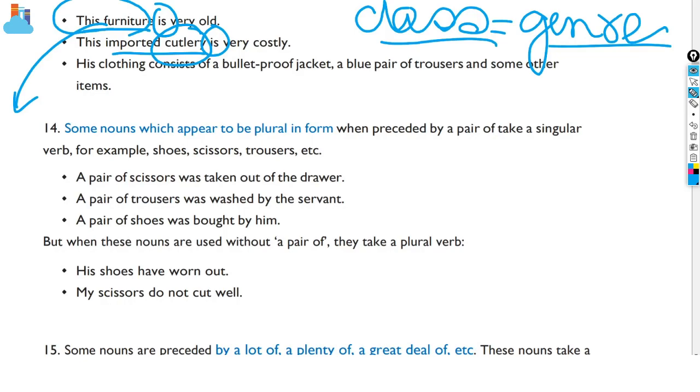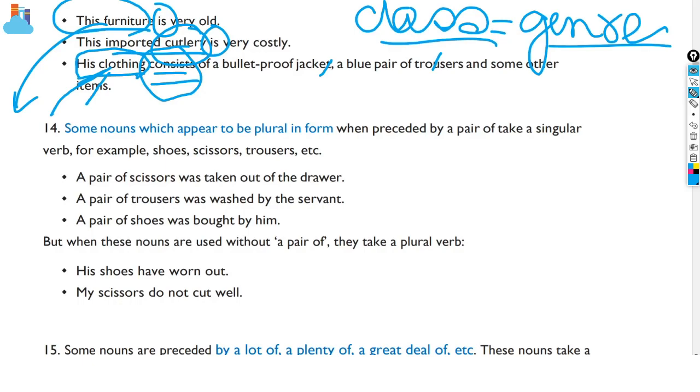His clothing consists of a bulletproof jacket, a blue pair of trousers, and some other items. So this consists is singular, meaning third person singular number. Therefore, his clothing is used as singular third person, even though it includes many things like jacket, trousers, and other items, yet it is regarded as clothing, a single unit. Therefore, it takes the singular verb.